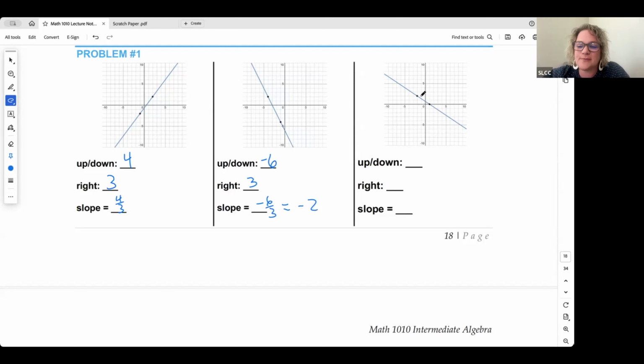Let's look at the next one. Start at the point to the left. Notice you're going down 1, 2. So you went down 2. And to the right, 1, 2, 3. So your slope is -2/3.